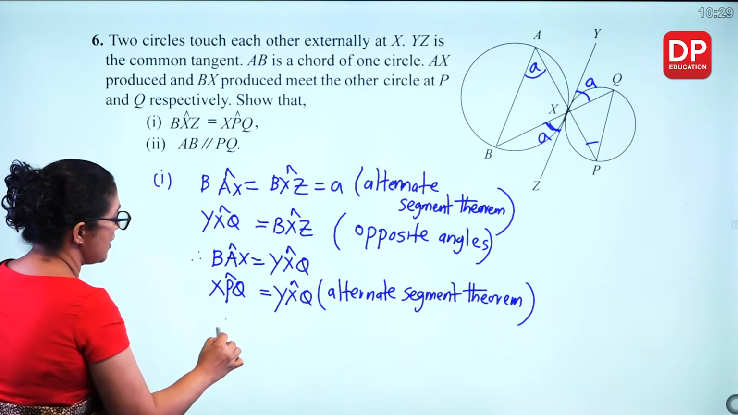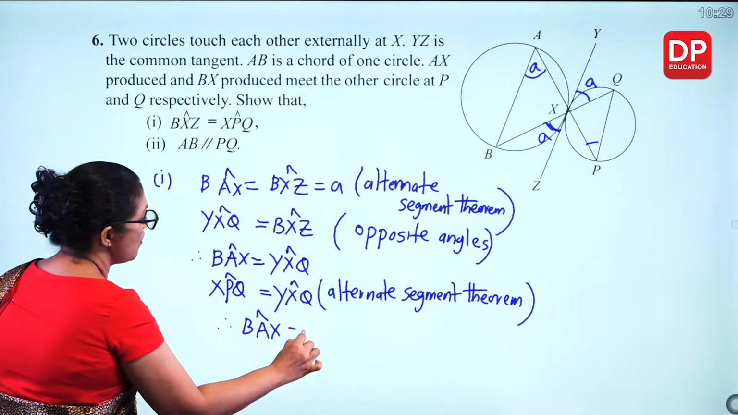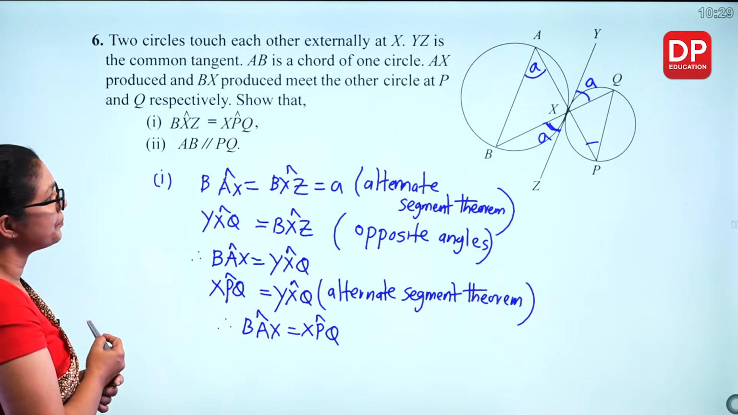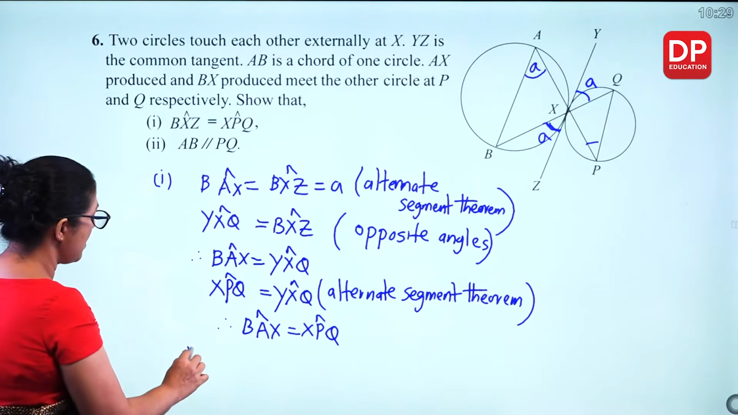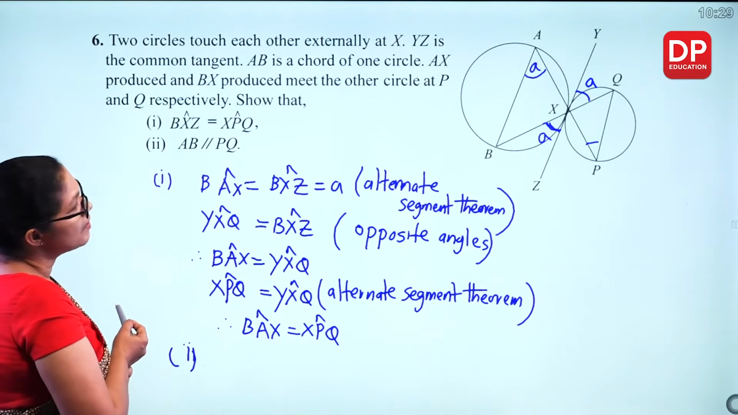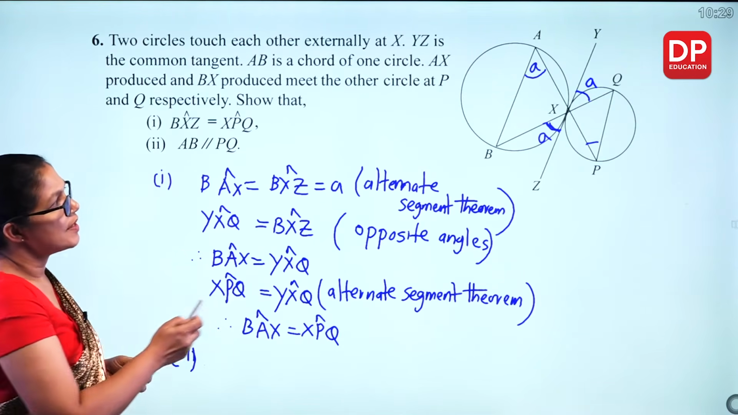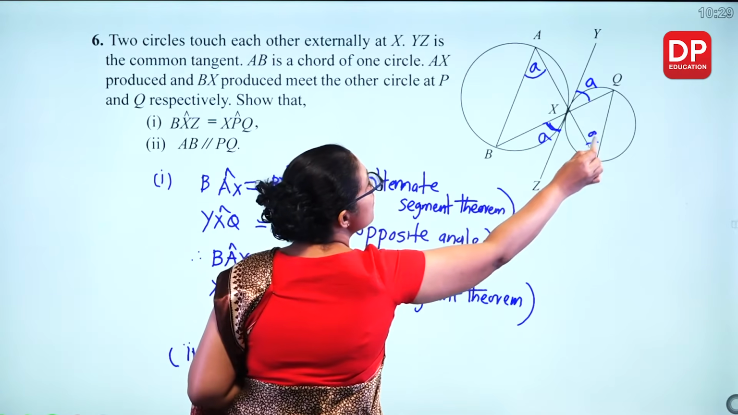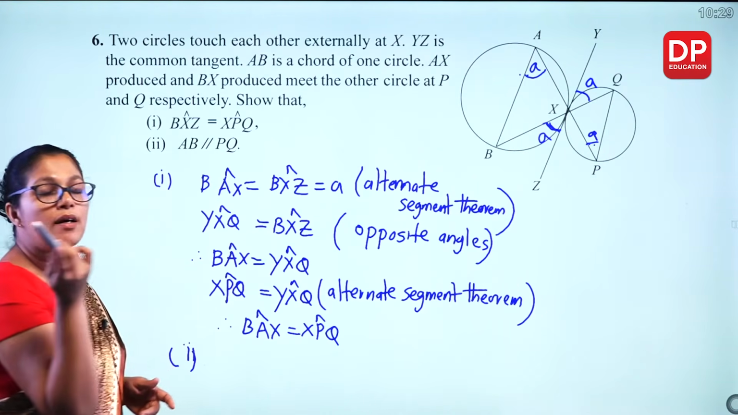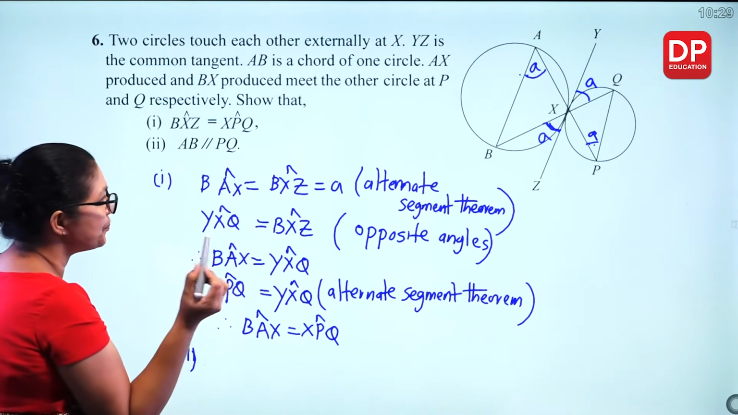So we can write down, therefore, angle BAX is equal to angle XPQ. Now the second part: show that AB is parallel to PQ. Obvious here, can you see? This is also, we found A. These two angles are equal, which means alternate angles are equal. AB is parallel to PQ.